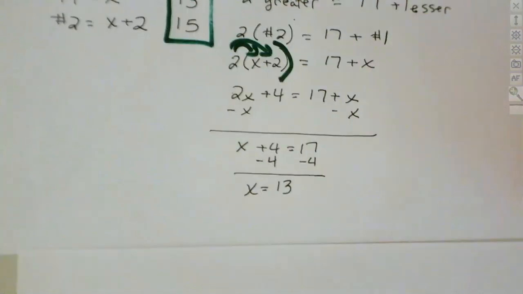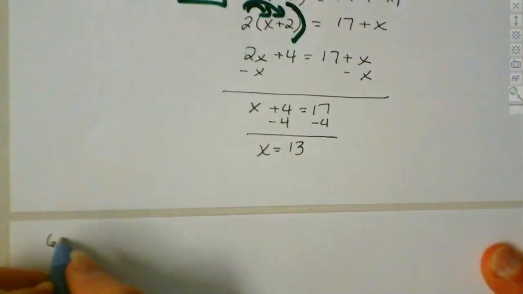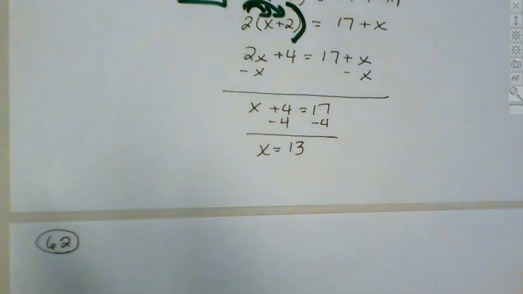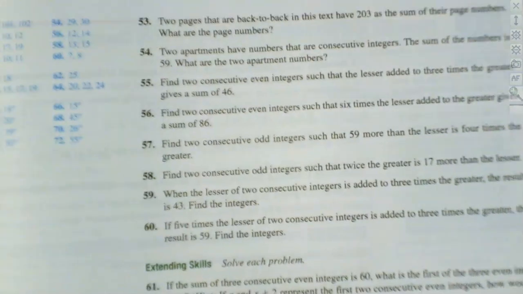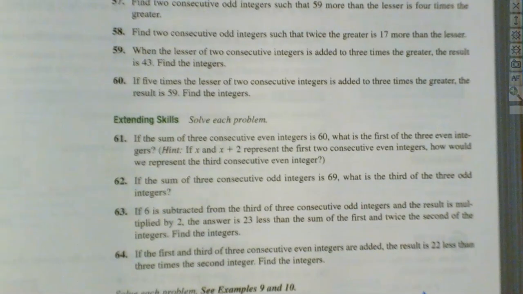Question 62. Question 62, we have more numbers to work with. Question 62. If the sum of 3 consecutive odd integers is 69, what is the third of the 3 odd integers?